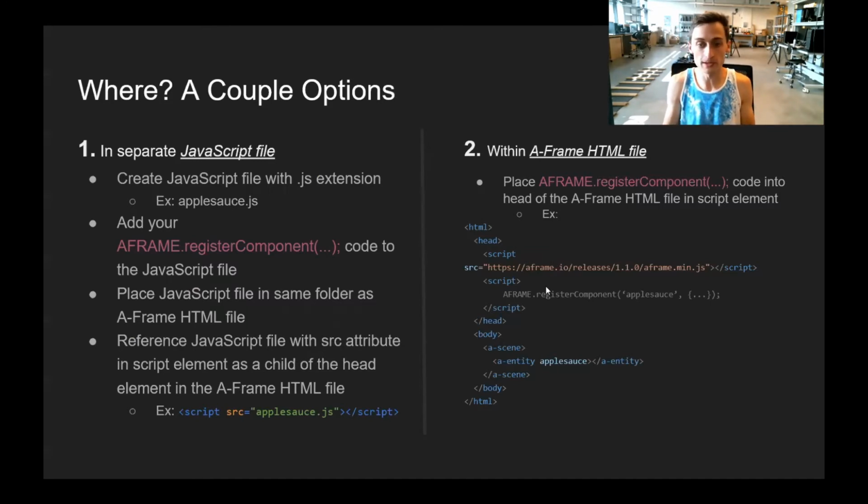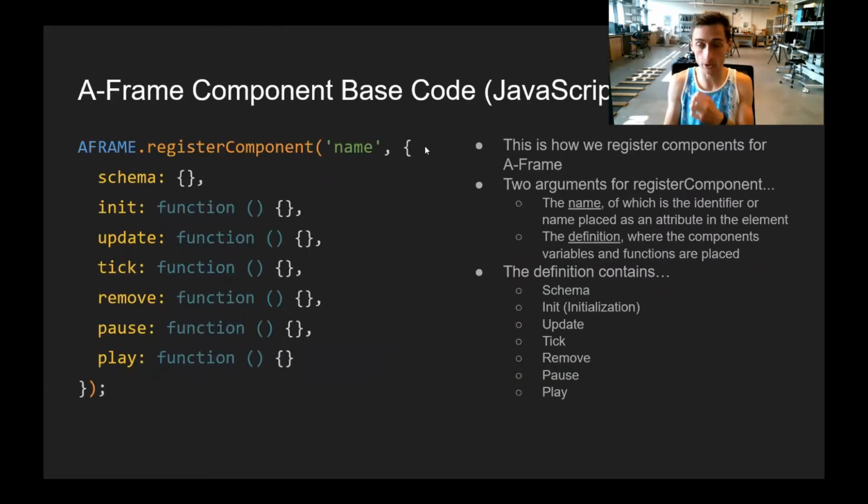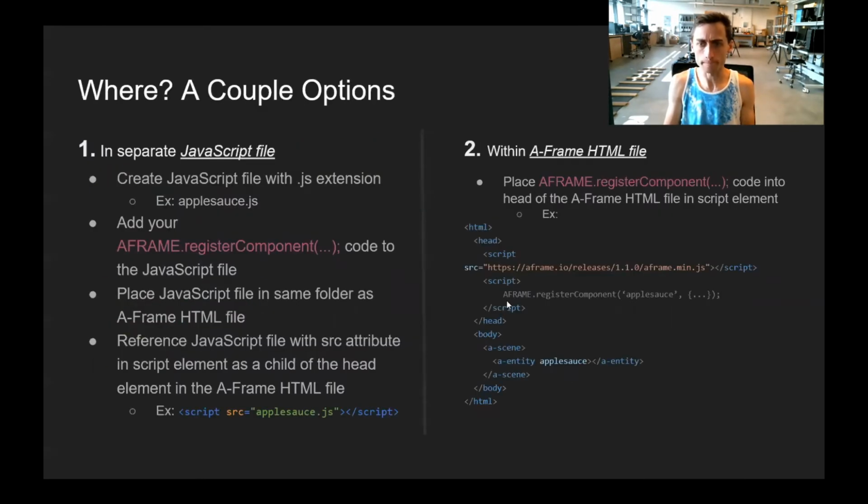All you do is take that A-frame.register component code and put it in a script element in the head element of your A-frame HTML file. That's it. You just write the code and put it right there, and that's all you do. In the first option, it's a little bit cleaner, a little bit more organized.